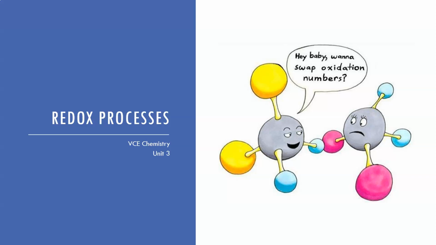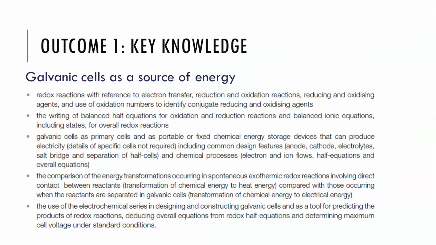And these are the processes where we use chemical reactions, redox reactions, in order to generate energy and then harness that energy for batteries. So we're going to be moving into looking at a lot of work on batteries, both rechargeable and otherwise. For galvanic cells as a source of energy, in terms of what VCAA wants us to be able to do, we need to be able to look at redox reactions with reference to electron transfer, reduction oxidation reactions, reducing and oxidizing agents, and the use of oxidation numbers.